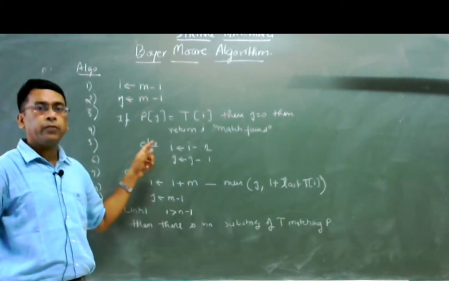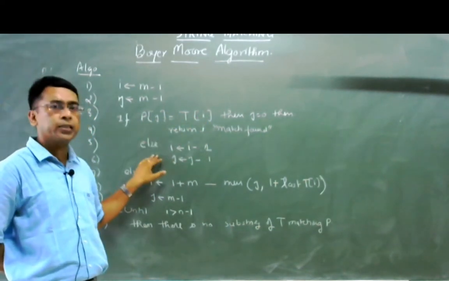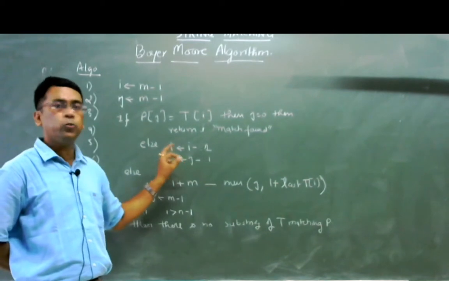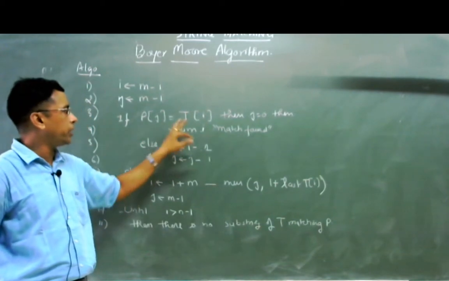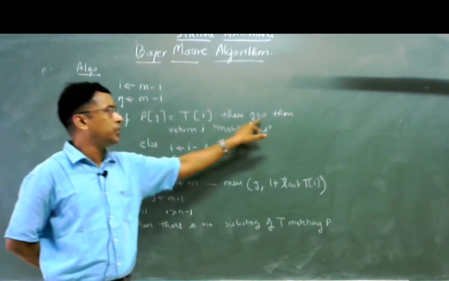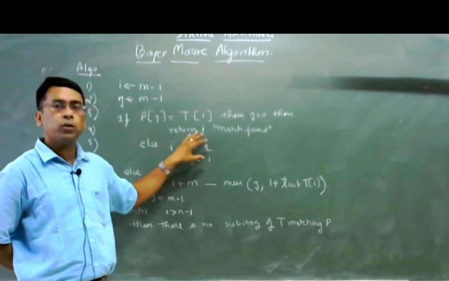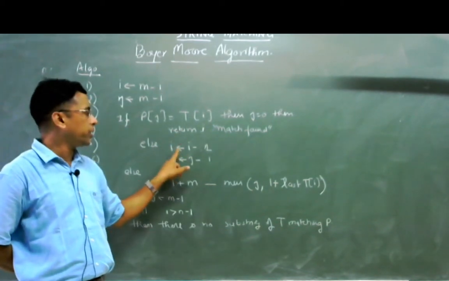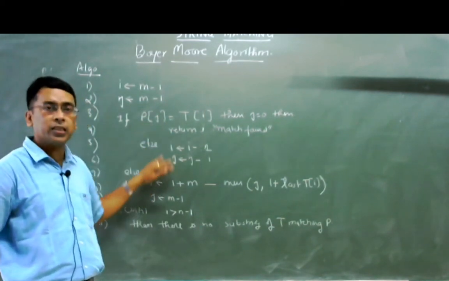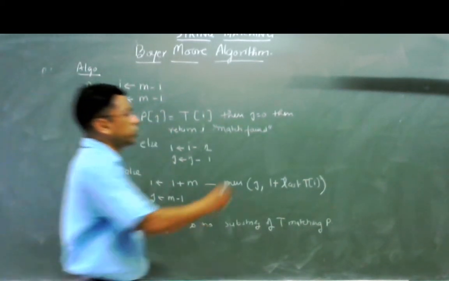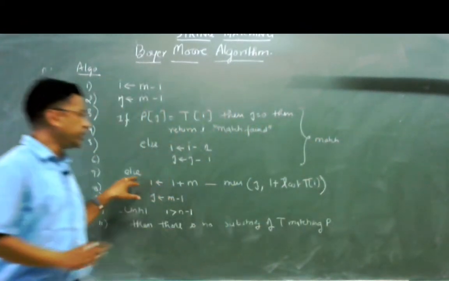Otherwise, if there is no match between the element pj and ti... This was the condition for a match. In the else condition, when pj equals ti but j is not equal to 0, meaning only one element or two elements have been matched but not all of them, then we decrease the value of i by 1 and j by 1. And if the match does not occur, this is the condition for no match.